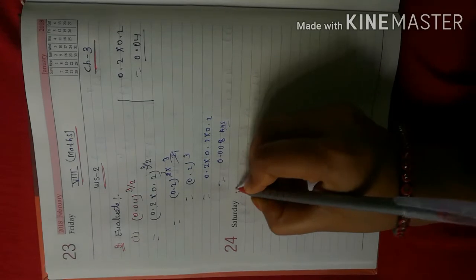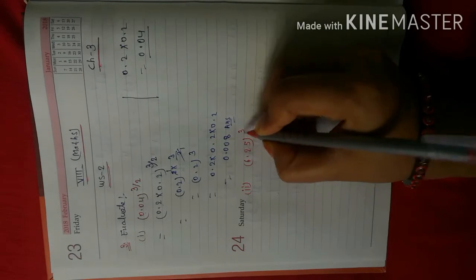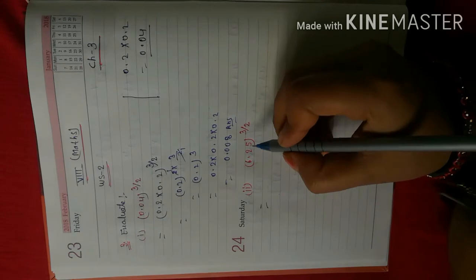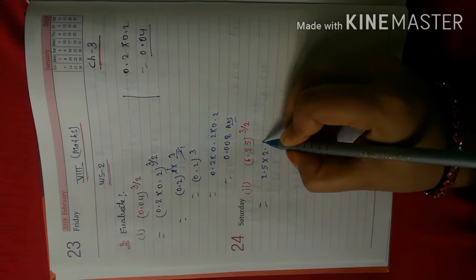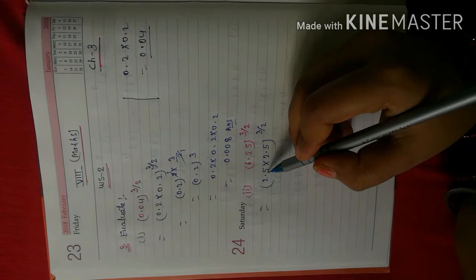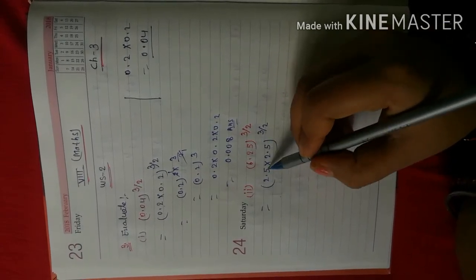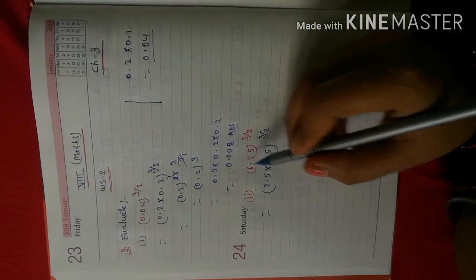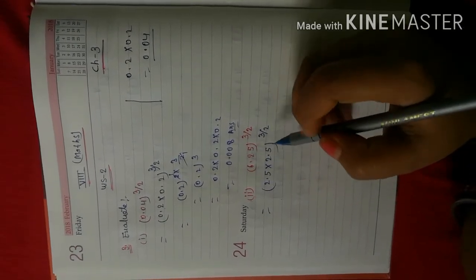Now we will do the second part. Our second part is 6.25 whole to the power 3 by 2. Here also you can see 625 is a square of 25. So we can write 25 into 25 whole to the power 3 by 2. When you multiply 25 into 25, you will get 625, and after 1 and 1, 2 digits we will put the decimal. Here also we can see the decimal is after 2 digits. So we can write 6.25 as 2.5 into 2.5.